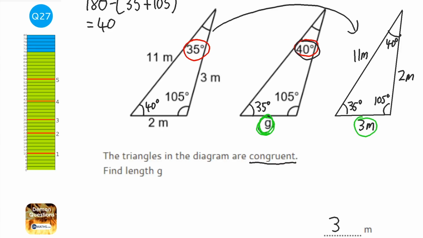Now a really common wrong answer to this is 2 meters, because it's the same as this one. However, you can see that the triangle's not the same way around, so we've flipped it. And be careful, this is exaggerated, because in the exam the lengths will look similar, but these are not drawn to scale, so don't just rely on the fact that it looks the same to assume that it is the same.